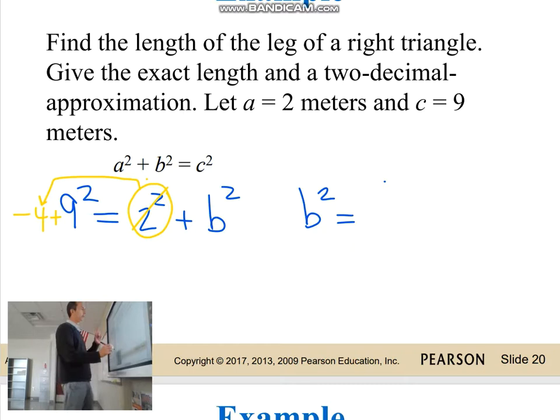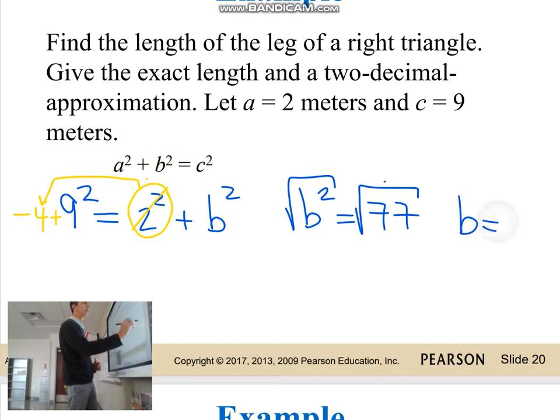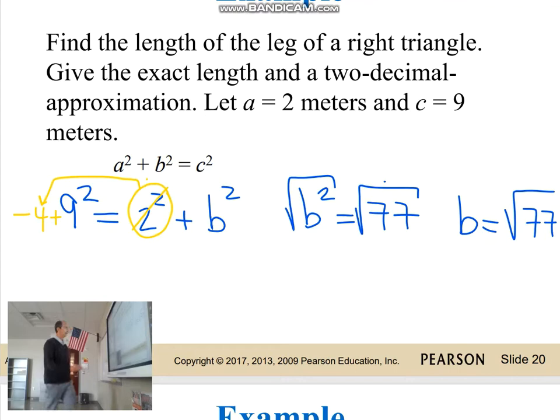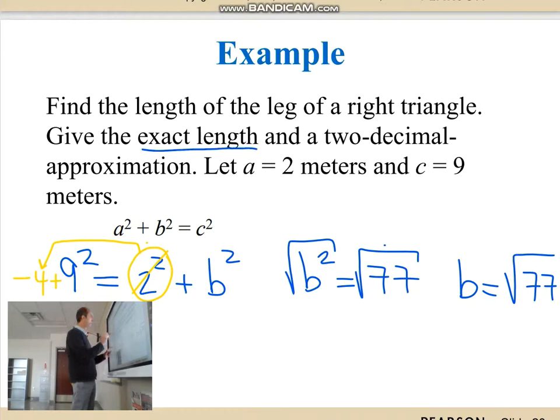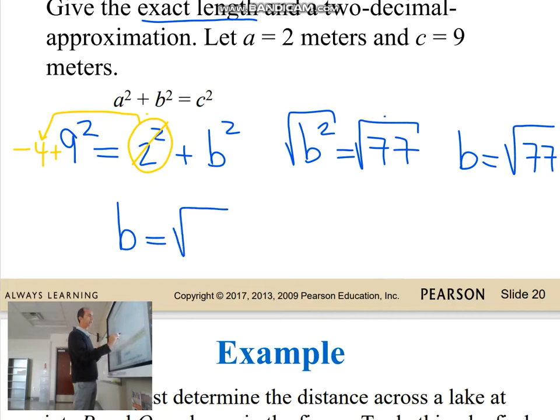9 squared is 81. 81 minus 4 is 77, right? And then we can apply the square root on both sides, and B equals square root of 77. And this is inches, right? When we talk about exact length, that means this is the exact length. It's square root of 77.